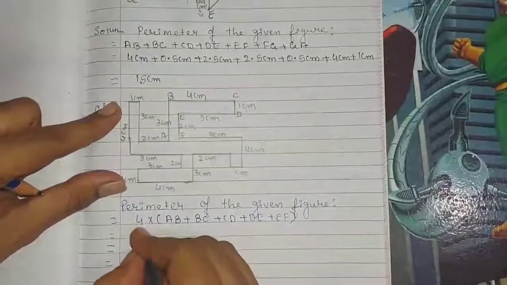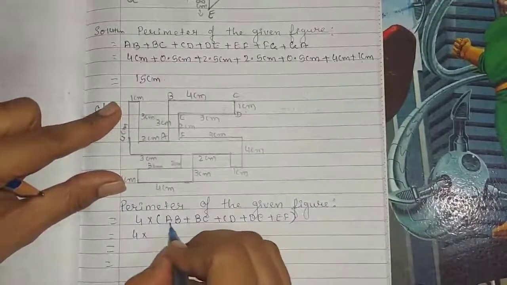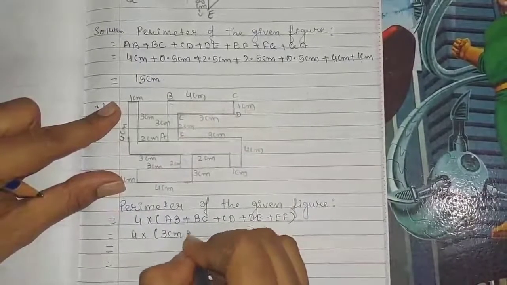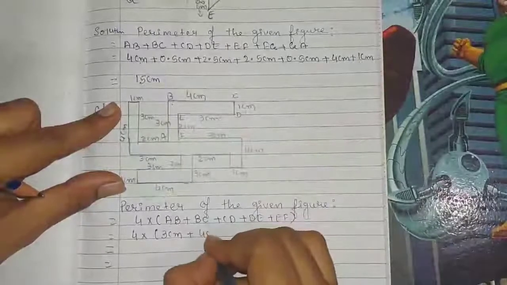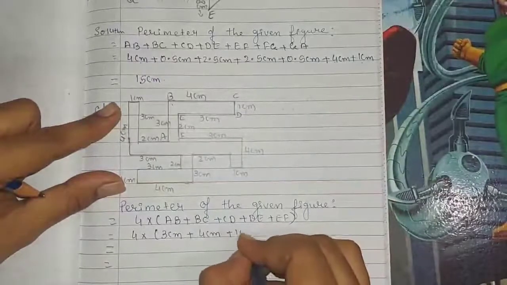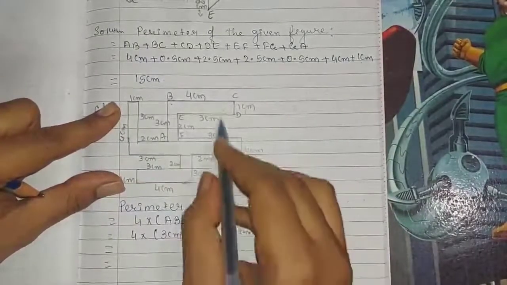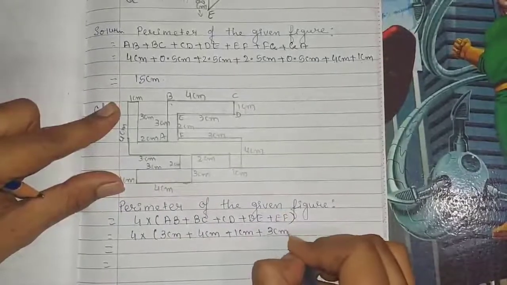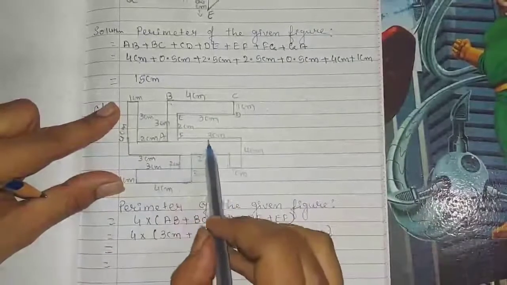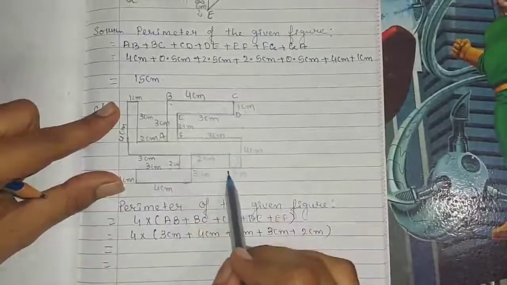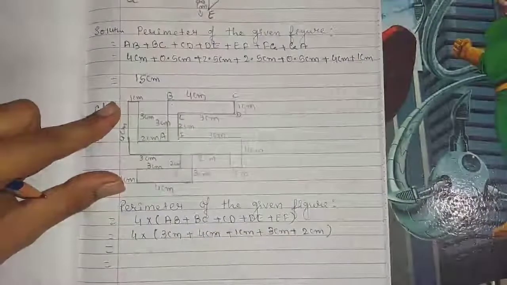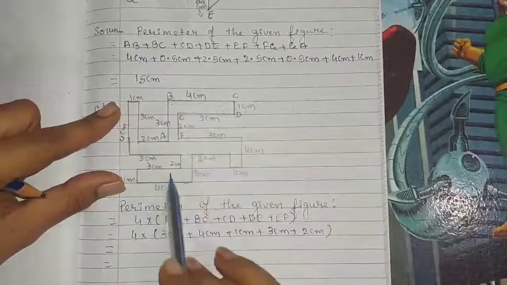Now let us write the measurement of the length AB. AB is 3 centimeter, so we will write 3 centimeter. BC is 4 centimeter, so we will write 4 centimeter. Then CD 1 centimeter. Then DE 3 centimeter. And then EF is 2 centimeter. The rest 4 sides' measurements are also the same. Here also you can see 3, 4, 1, 3 and 2. Here also there are the same measurements. So we have multiplied by 4 because 4 blocks are there, 1, 2, 3 and 4.